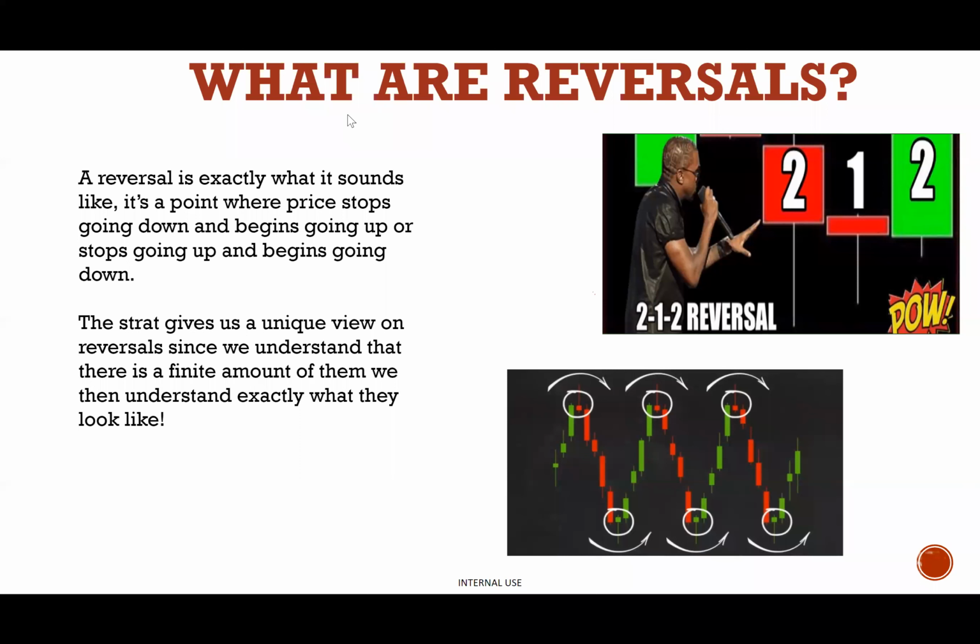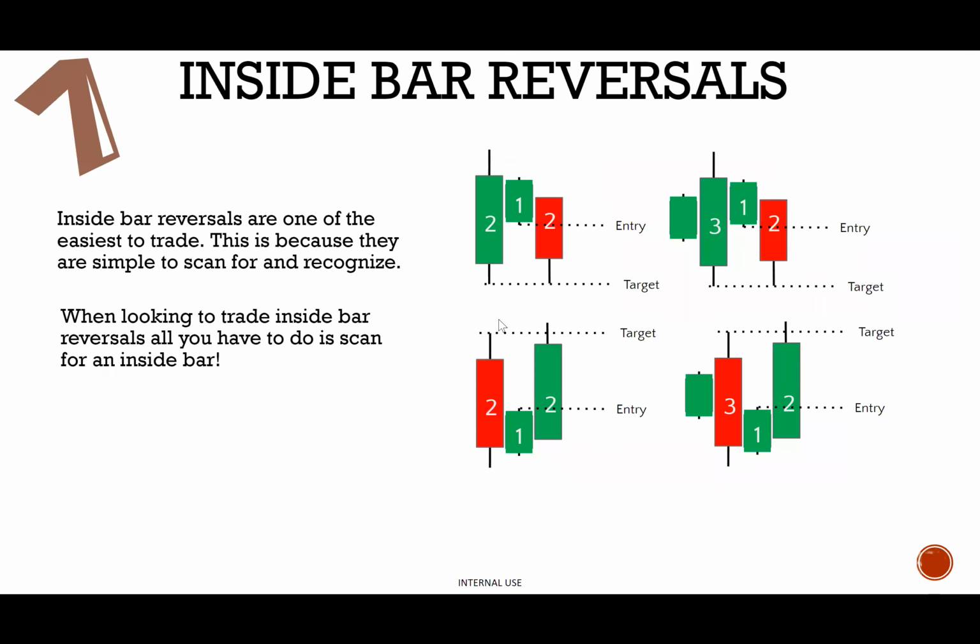What are reversals? A reversal is exactly what it sounds like. It's a point where price stops going down and begins going up, or stops going up and begins going down. The strat gives us a unique view on reversals, since we understand that there's a finite amount of them. We then understand exactly what they look like, right?